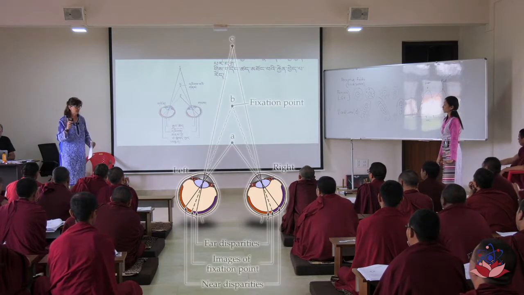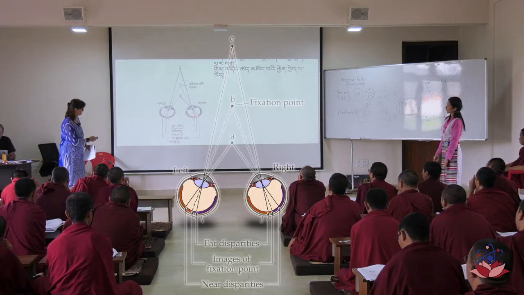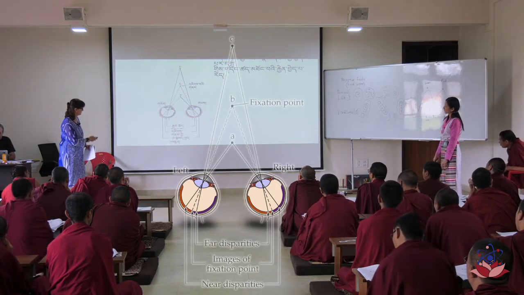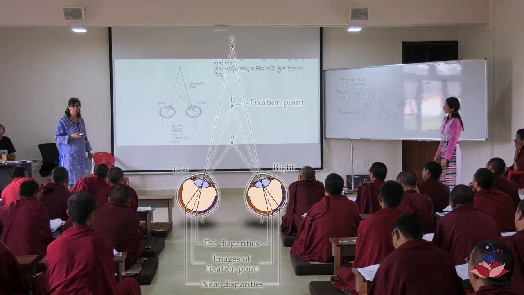Oh, I'm sorry, let me make a correction. If B is the fixation point, it will fall on the fovea region in the left eye and the right eye. So the dashed line is, we're fixating B, and that falls then on our fovea.